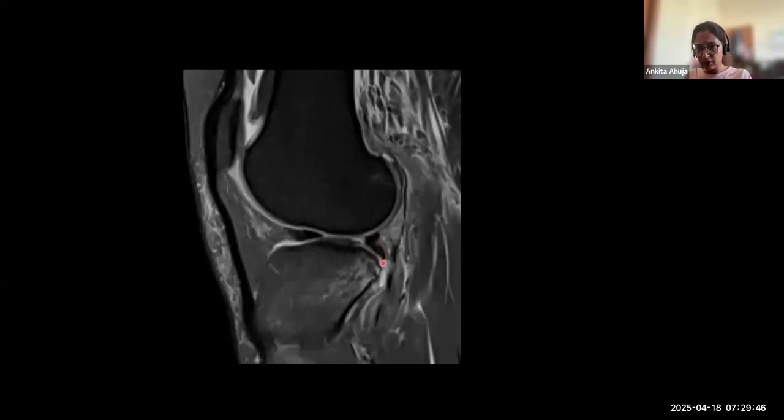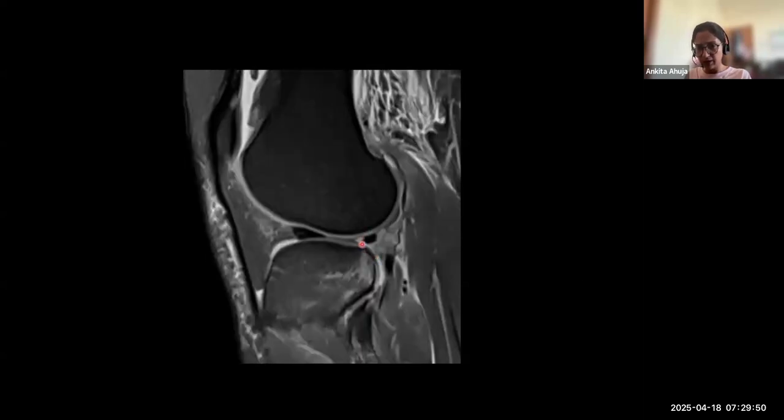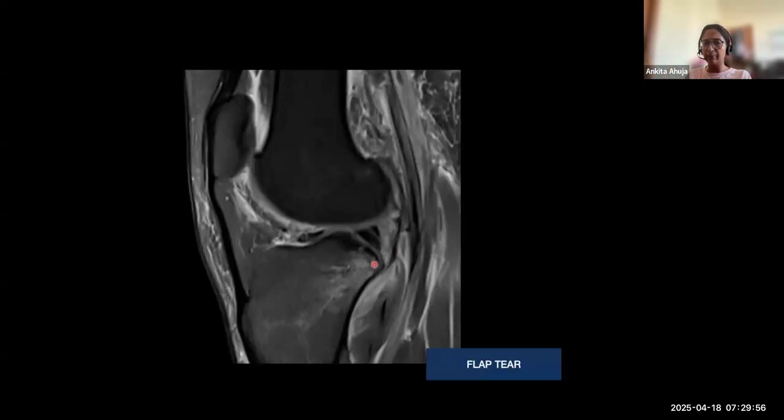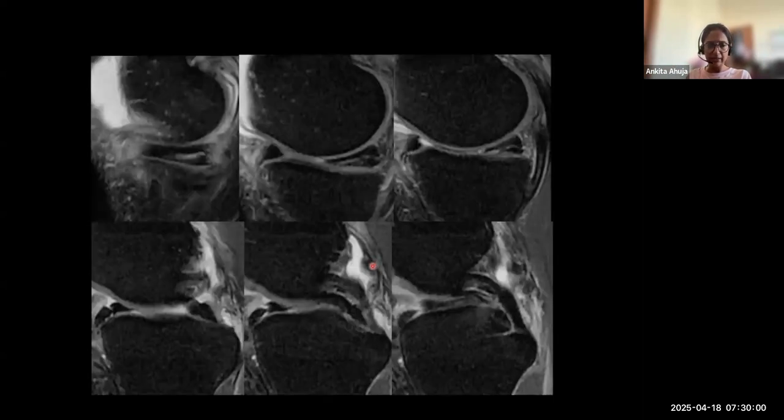Oh, there is something which is lying beneath and posterior to it. So see here, this is missing and this is lying over here. So this has got flipped over there only. So this is your flap tear of the posterior horn, lateral meniscus, where the flap is lying. Then this is another example.